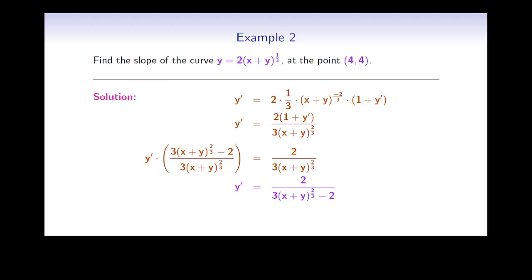Finally, to find the slope at the point (4, 4), we plug in x equals 4 and y equals 4. Doing so, we see the slope of the given curve, y prime, is 2 divided by 3 times 8 to the 2/3 minus 2, which simplifies to 1/5. So the slope of this curve at the point (4, 4) is 1/5.